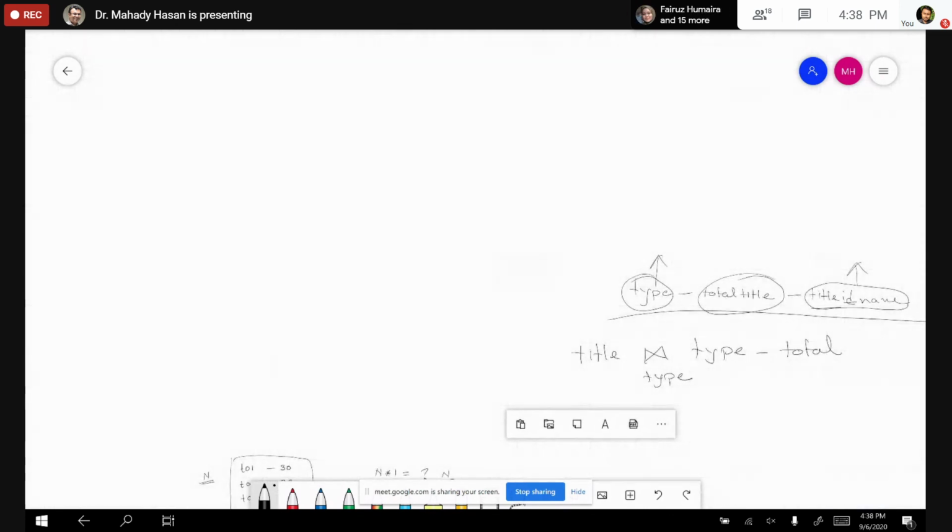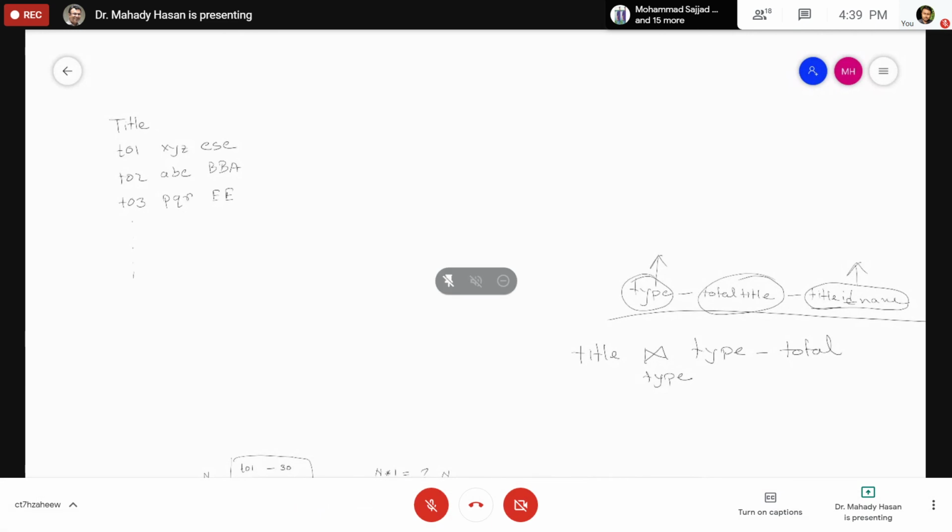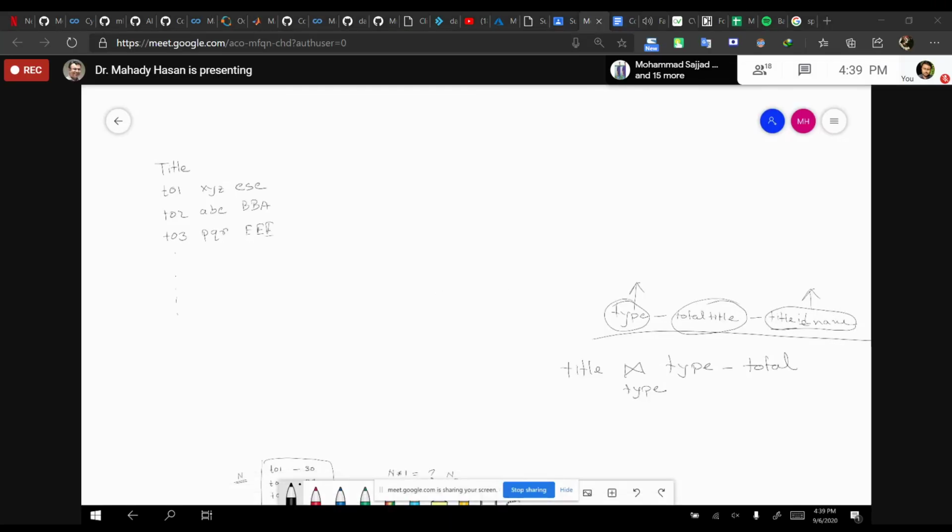So we have the title table, right? Title table like title 01, XYZ, type is CSC. We have title 02, ABC, type is BBA. We have title 03, PQR, type is, let's say, EEE. In this way, we have lots of books.